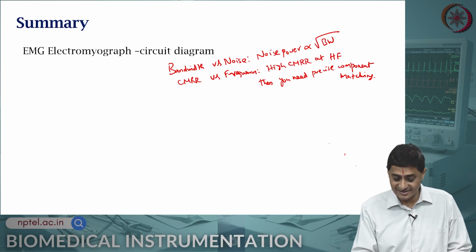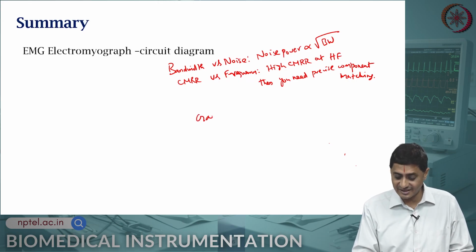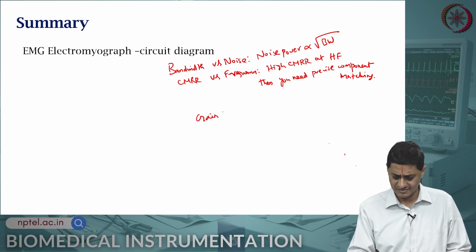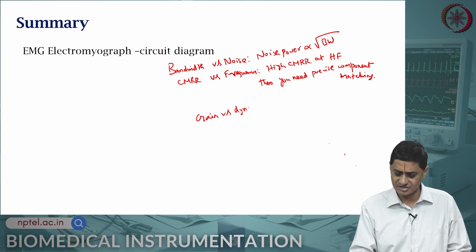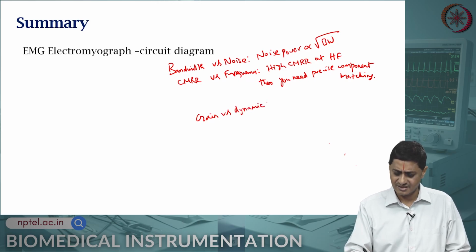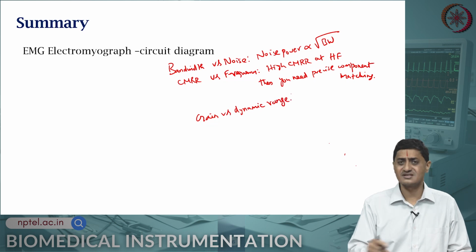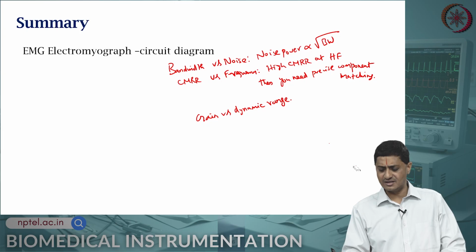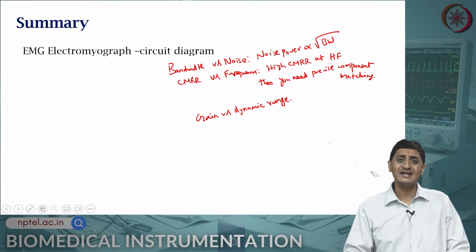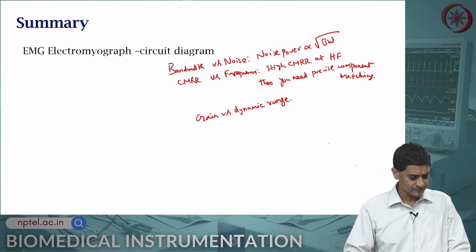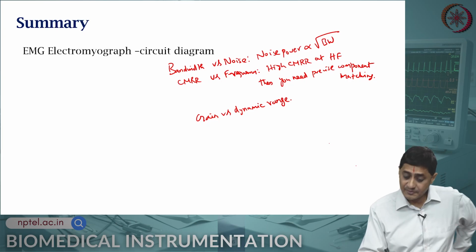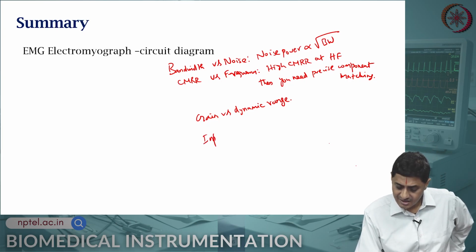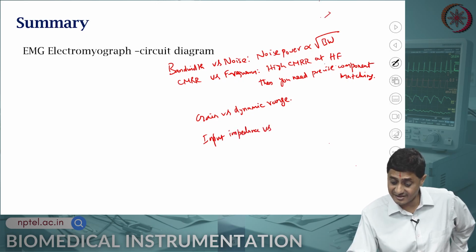then there is the gain and dynamic range trade-off, common gain versus dynamic range trade-off. We have discussed this previously. Check what this is as an exercise. I am leaving this to you for checking. There is a typical gain and dynamic range trade-off. Then what else? Input impedance versus bias current trade-off.